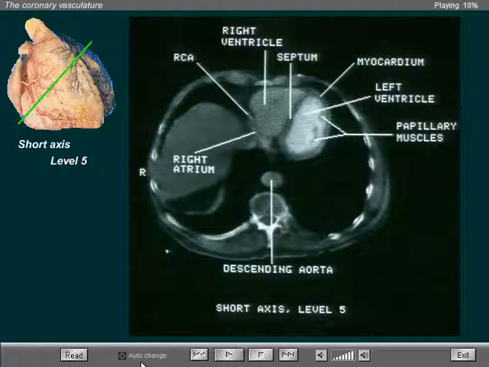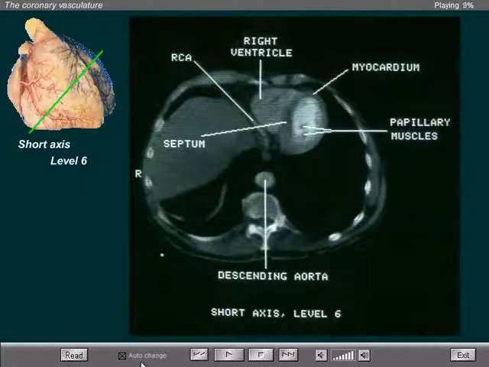In the fifth level, we see distinctly the plane of the interventricular septum. We note to the left of the interventricular septum the opacified left ventricle, and to the right the unopacified right ventricle. Going to level 6, we see faint opacification of the left ventricle, some degree of opacification of the left ventricular myocardium, and the filling defects from papillary muscles in the left ventricle.